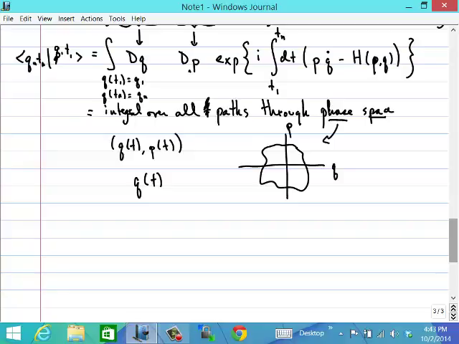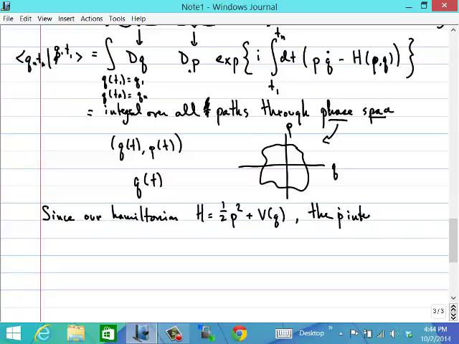And this is the point where our assumption about the form of the Hamiltonian will become important. In particular, since our Hamiltonian, H, is quadratic in P, the P integrals are just Gaussian integrals.